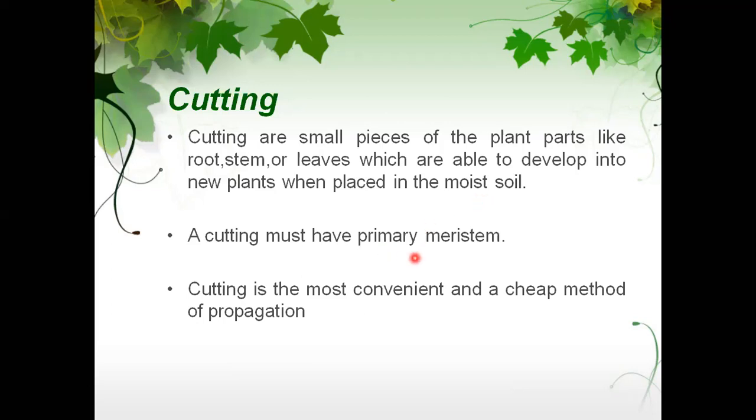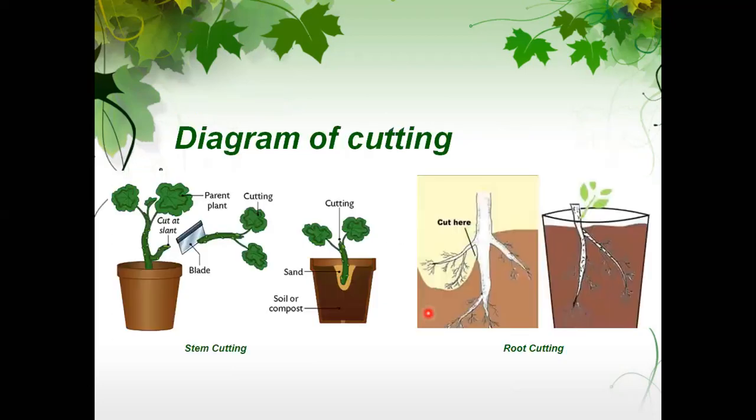The cutting must have a primary meristem. Now, what is meristem? As we know, meristem is a type of tissue that occurs in the plant. It consists of undifferentiated cells capable of cell division. Meristematic tissue is divided into apical, lateral and intercalary. Here, primary meristem means apical meristem, the meristematic tissue located at the apices of plants, for example, root apices and shoot apices. Cutting is the most convenient and cheap method of propagation.